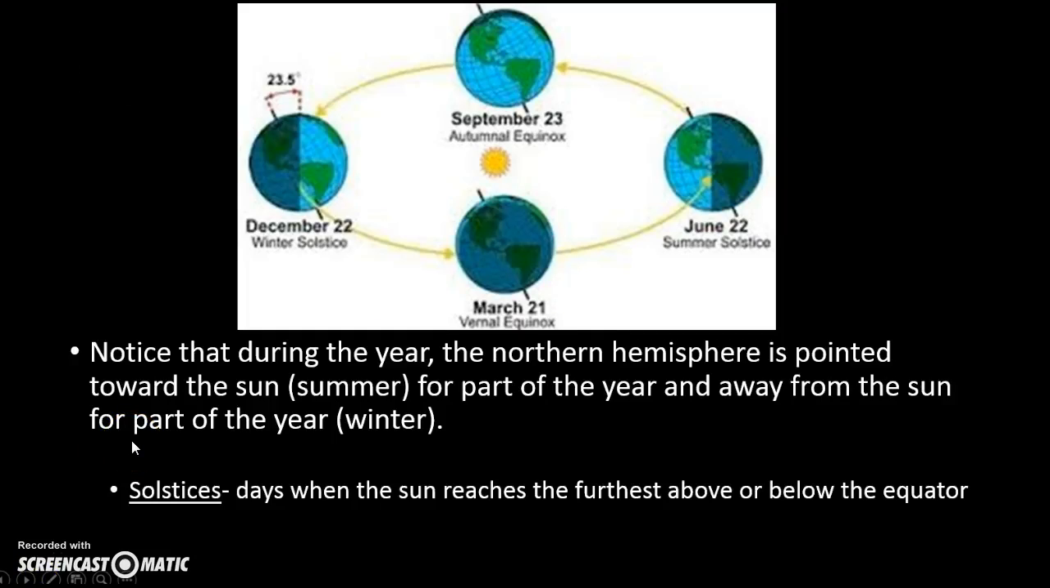So what I want you guys to notice is that during the year, the northern hemisphere is pointed toward the sun, which is our summer, for part of it, and away from the sun for part of it, which is our winter. So here we see our summer solstice. So the northern hemisphere is pointed toward the sun, and in winter, it's pointed away from the sun. What this means is the northern hemisphere in the summer gets more direct sunlight and less direct sunlight in December or in winter. These are called solstices. So solstices are days when the sun reaches the furthest above or below the equator.